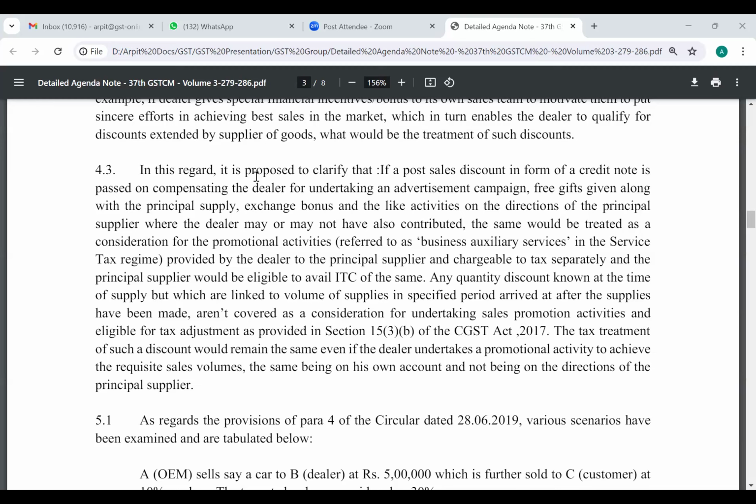So what they have treated, I'm not saying that this is correct, but the version of the revenue is that when the dealer is offering an exchange bonus to the customer, this is a sales promotion activity which is being carried out by the dealer on behalf of the original equipment manufacturer. Therefore, whatever he is receiving from the original equipment manufacturer, for that he has to raise an invoice to the original equipment manufacturer, treating it as a sales promotion activity.